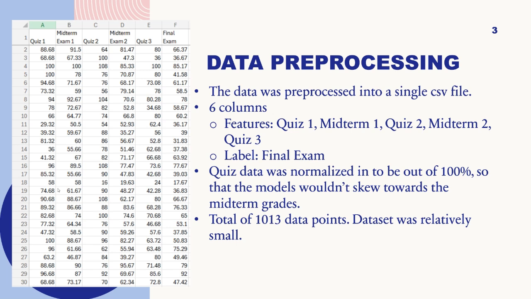Additionally, the quiz grades were out of 25, so those had to be normalized. I didn't want to have the model skewed towards the midterm grade, and instead I wanted it to treat all the scores as equal as possible. And I only had about 1,000 data points, so it was a relatively small data set, but I tried to see what I could do with it.